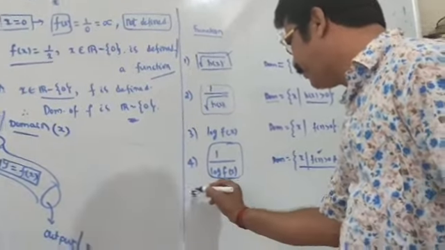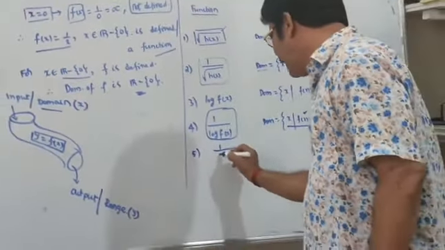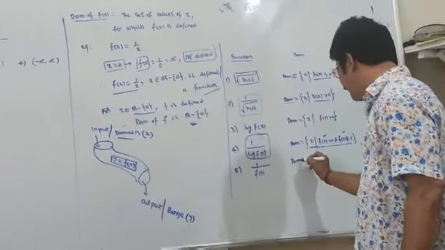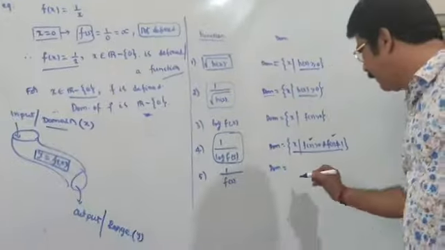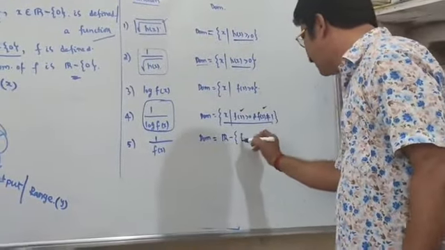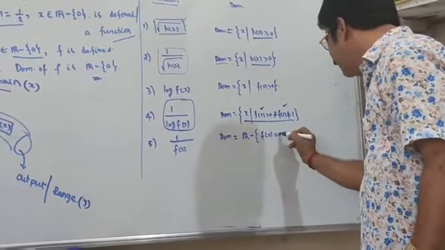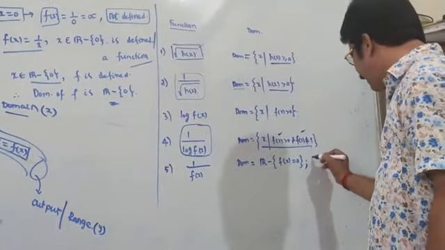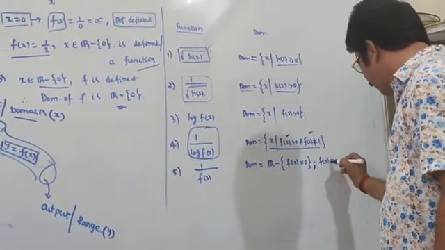Similarly, number 5. For example, 1 divided by f of x. The domain is any real number set except where the denominator equals 0, or simply the values of x so that f of x is not equal to 0.